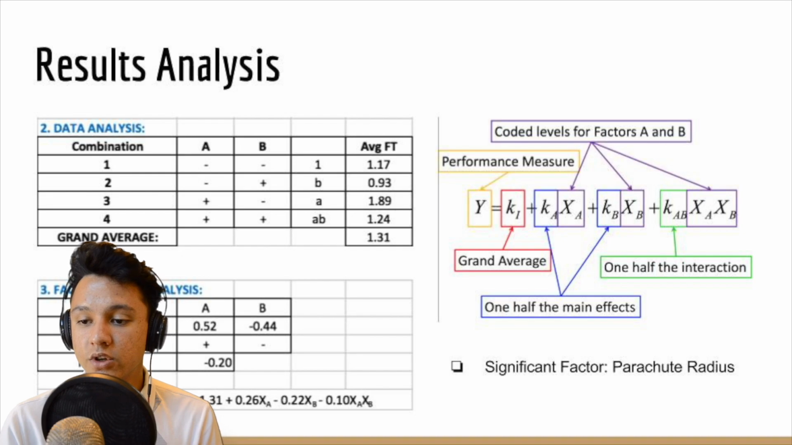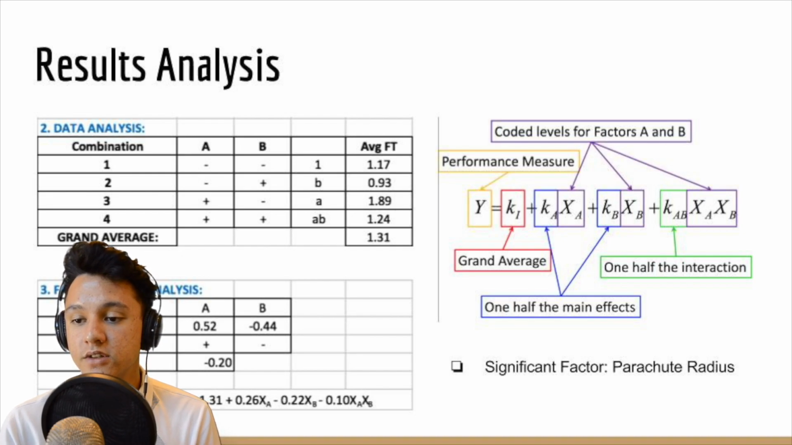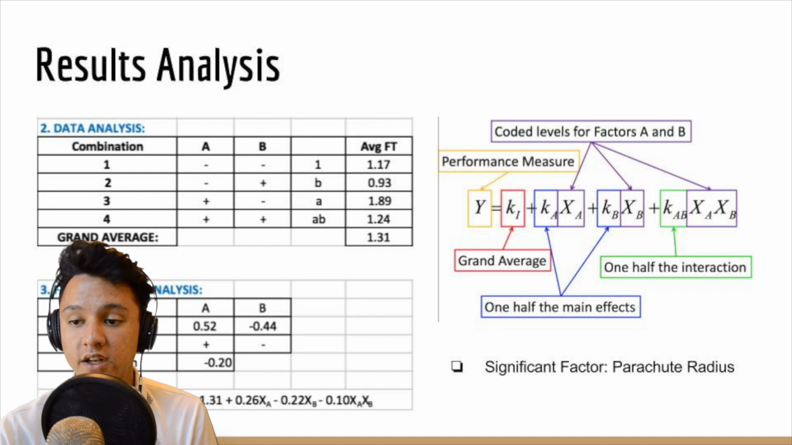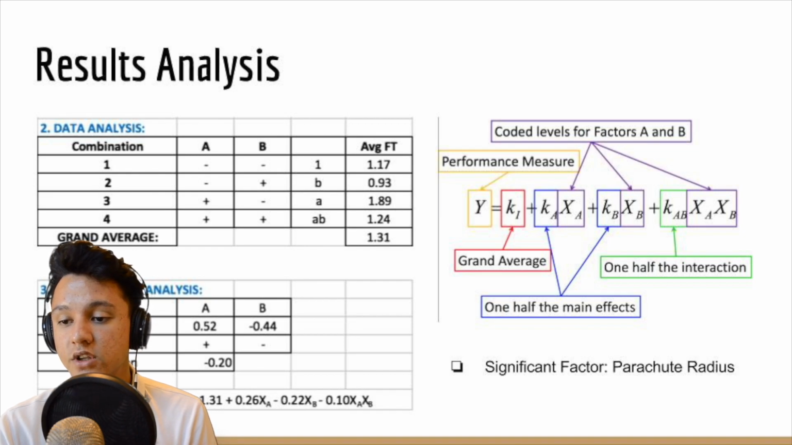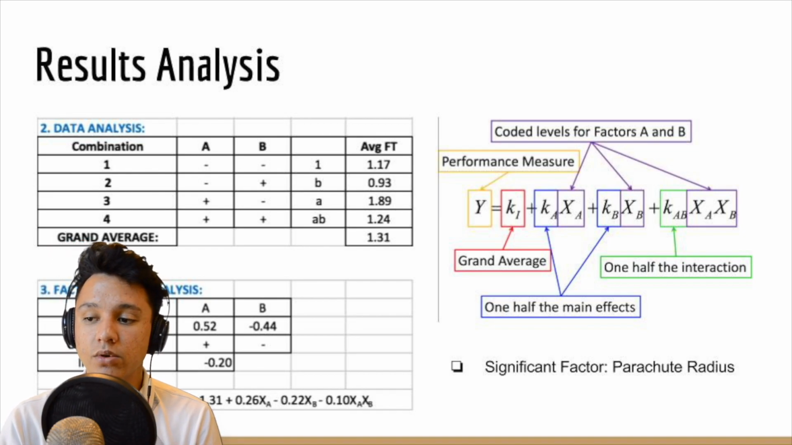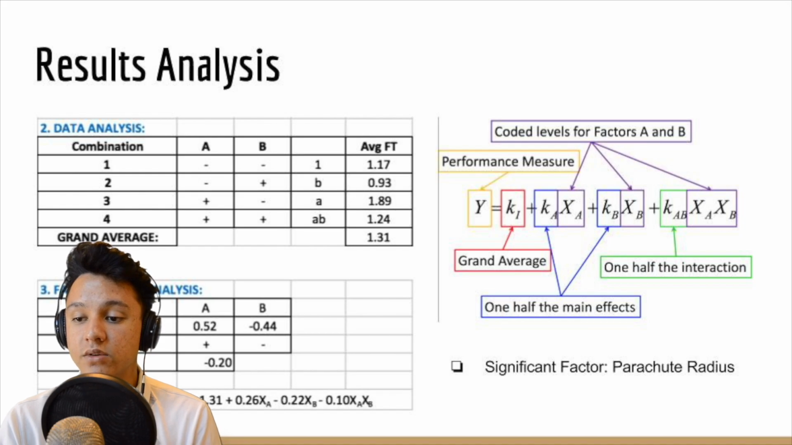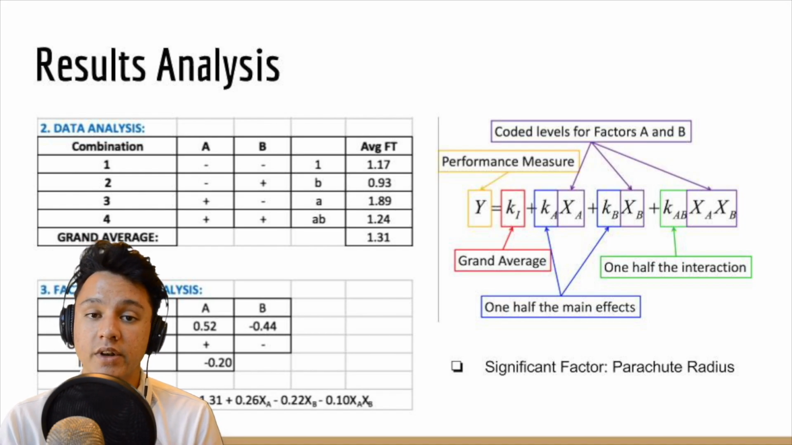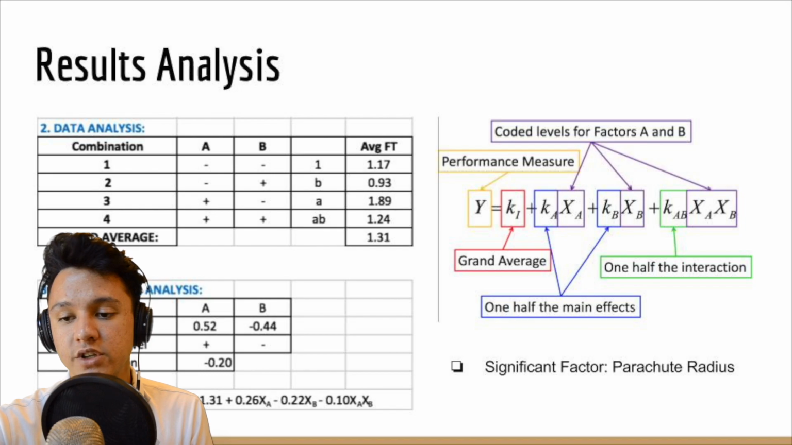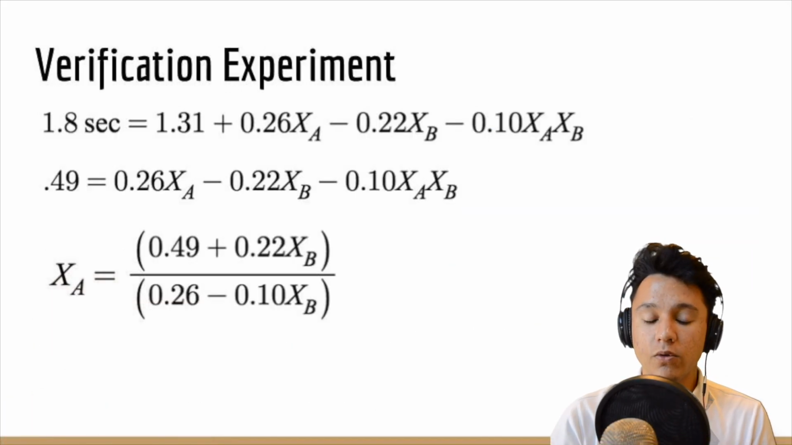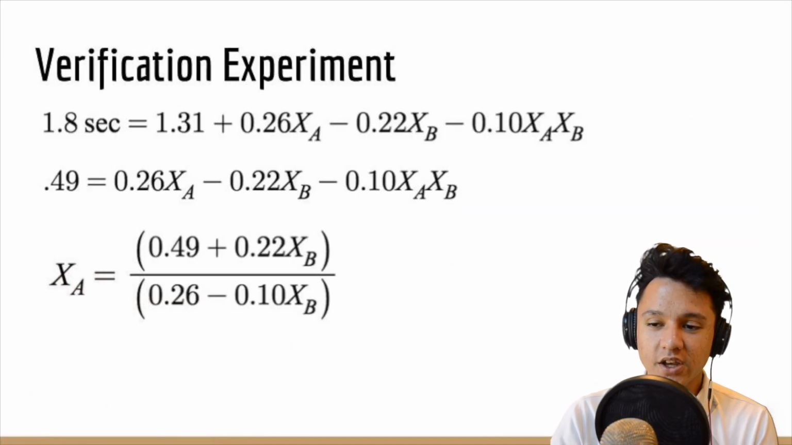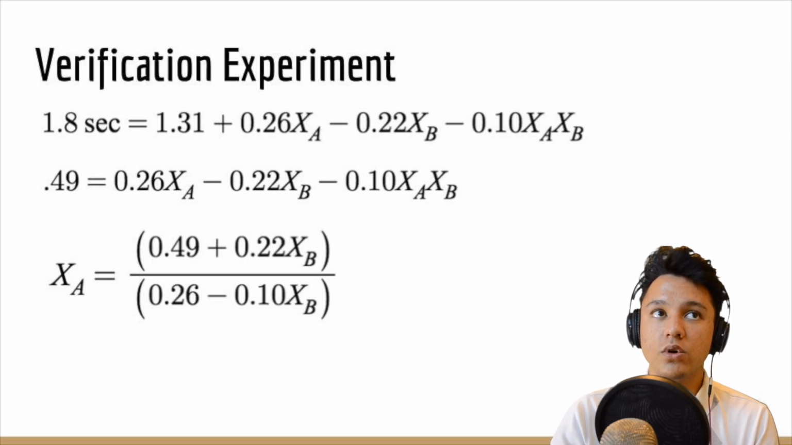For K1, the grand average, which is in the data analysis table, and then we have 1/2 of the main effects, which are in the factor and level analysis table, and then 1/2 of the interaction, where you get that number in the factor and level analysis table. So it's pretty straightforward. And for the verification experiment, we wanted to test for 1.8 seconds. So what would give us a duration of 1.8 seconds?